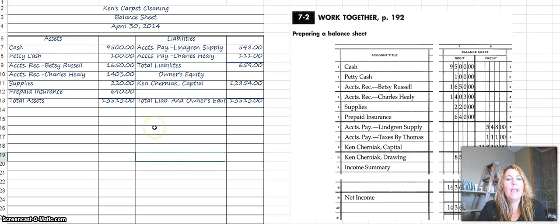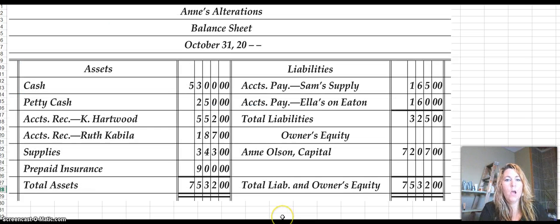So go ahead and you're going to do the on your own for 7.2. Pause the video while you do that and then double check to make sure you got the right answers. Okay, this should be what your 7.2 on your own looks like for Annie's alterations. Again, double check, make sure your total assets equaled. Make sure you have the correct total liabilities, the correct capital, and your correct total down here, and that these two totals matched. Also make sure you did all your double rulings.